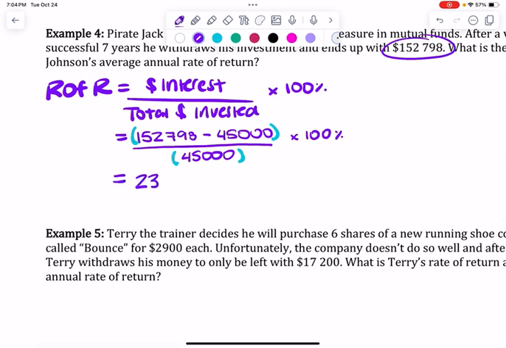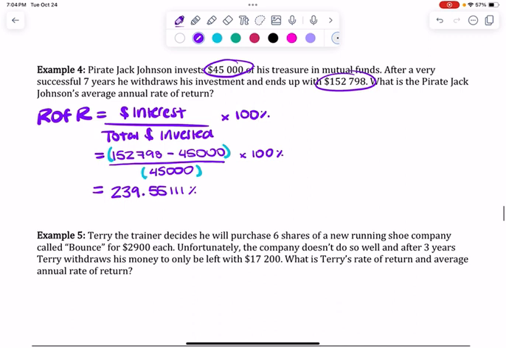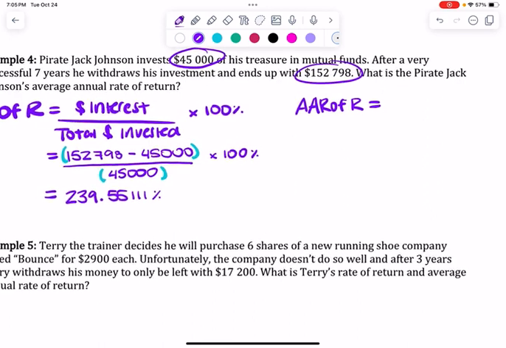And I end up getting 239.55111%. Now notice I didn't round here because this is not my final answer. I'm not looking for rate of return. I'm looking for average annual rate of return. So this is step 2. Just like how we were able to represent rate of return as R of R, I will represent average annual rate of return as AA R of R. Which still seems quite long, but hey, it's much shorter than the alternative of writing it out.